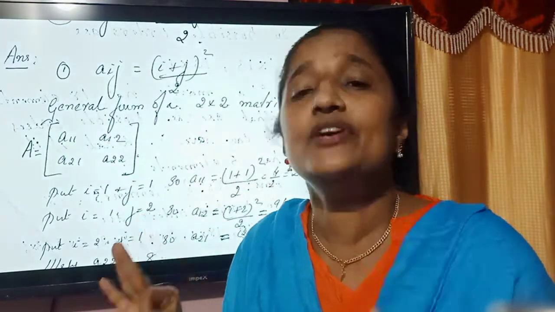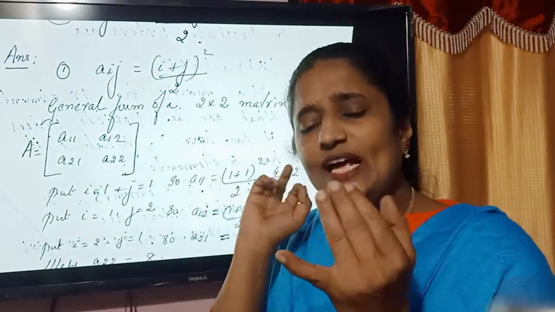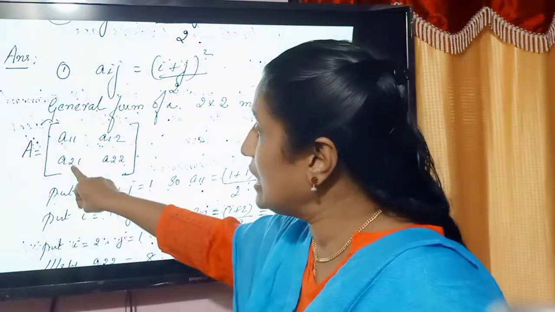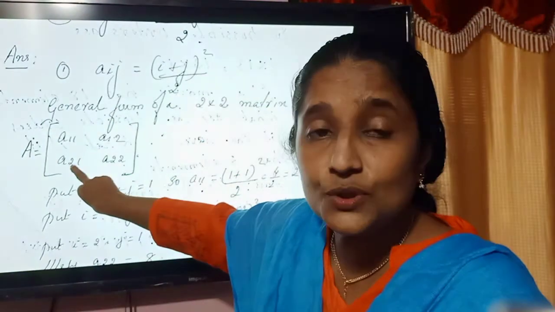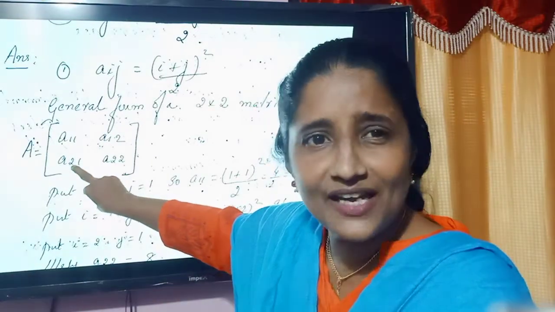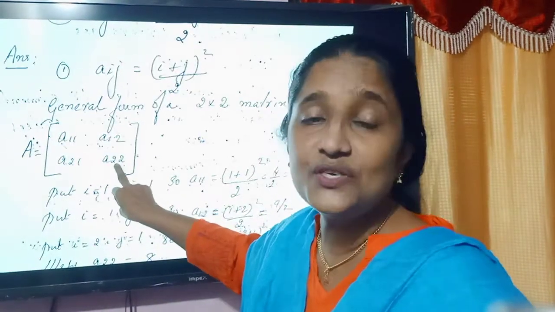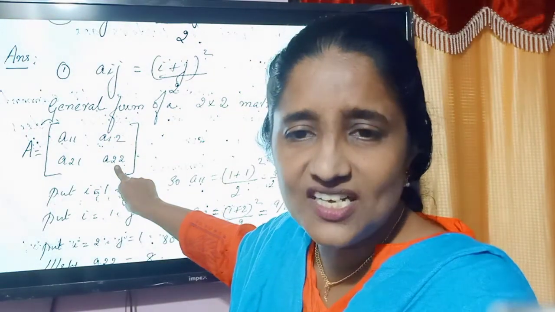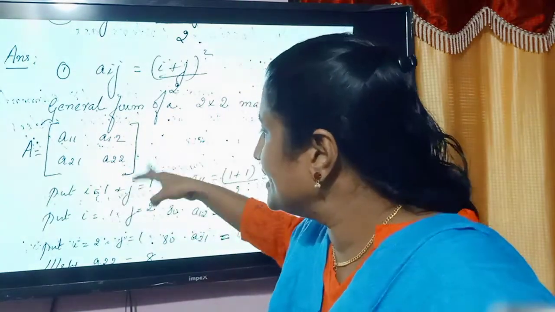Similarly, how to write A12? For A12, put i equal to 1 and j equal to 2. Then you will get A12. Similarly, how to get A21? Put i equal to 2 and j equal to 1. Then you will get A21. Similarly, what is A22? i equal to 2 and j equal to 2. You will get A22. Now I am going to find these.